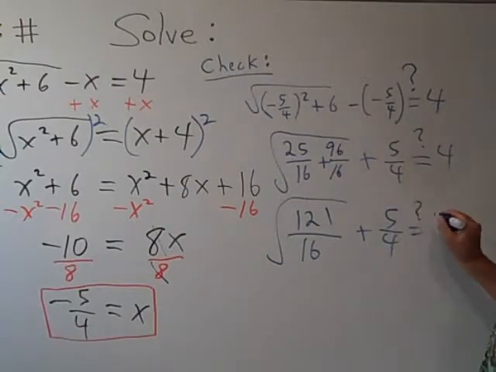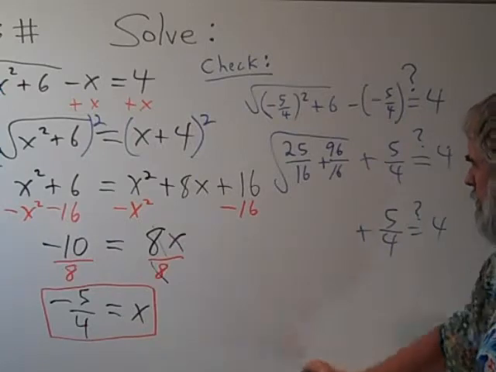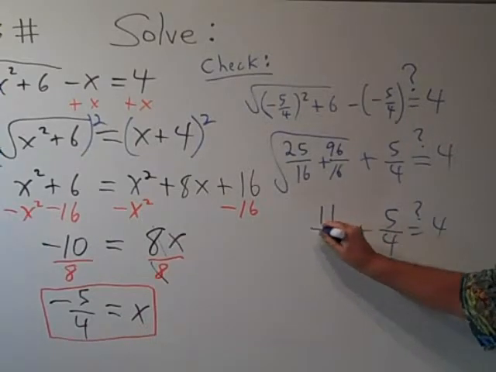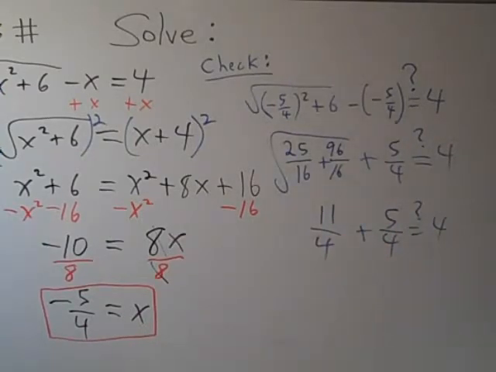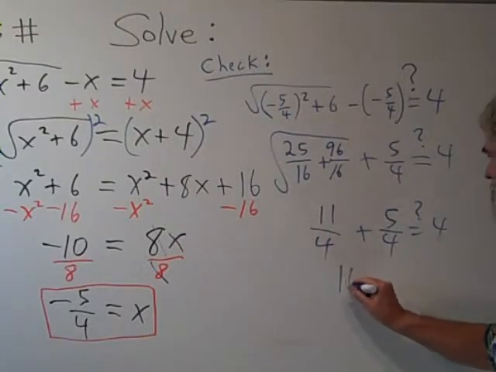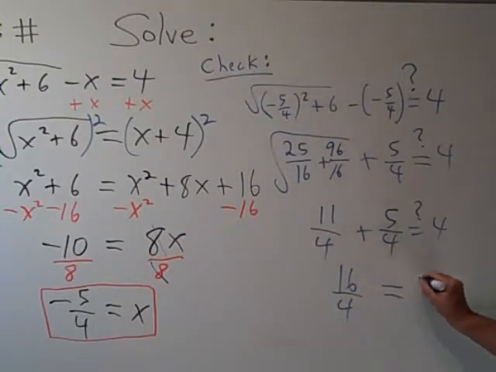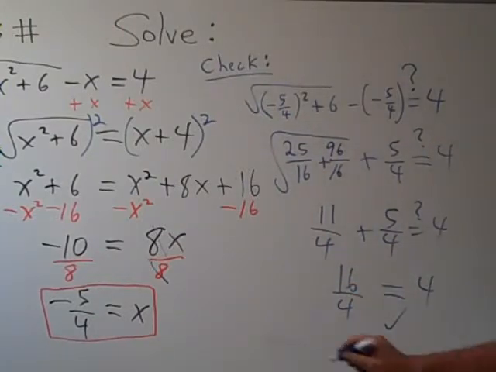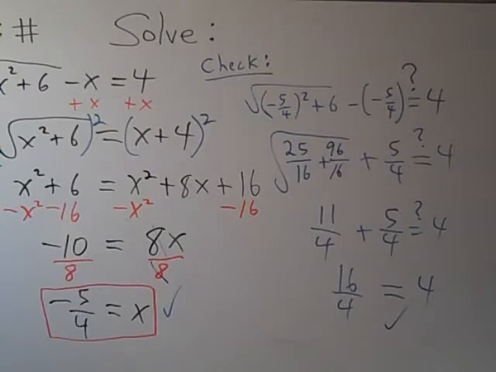So we're wondering, does that add up to 4? And the square root of 121/16 is 11/4. And 11/4 plus 5/4 is 16/4, and that does equal 4. So our solution is valid. It actually solves the equation.